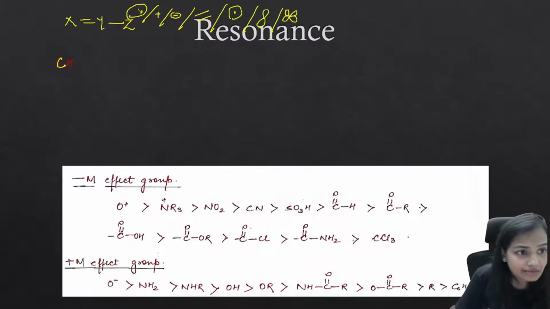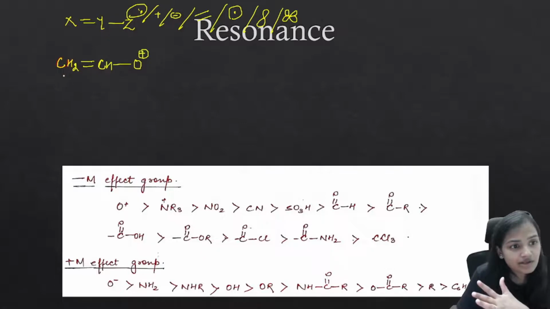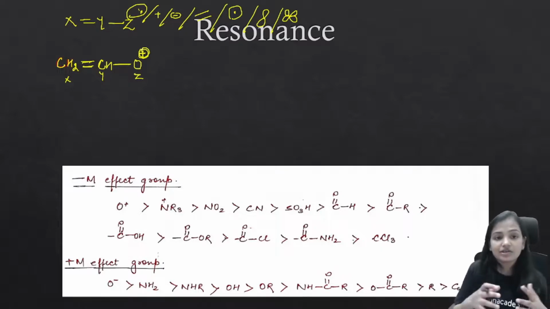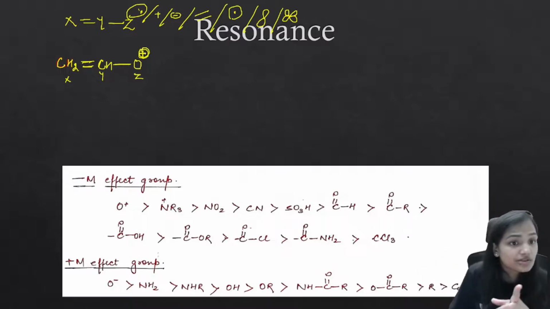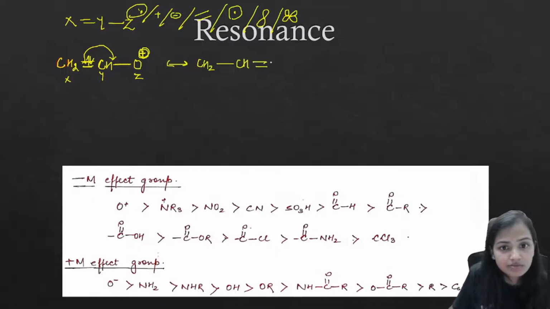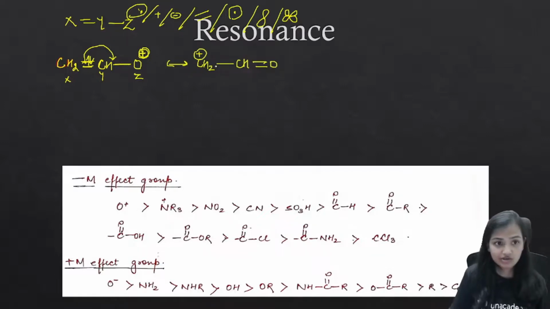If I take an example like CH2 double bond CH single bond O positive, we have a system of X double bond Y single bond Z, and on Z we have a positive charge. Positive has a deficiency, and we know that neutralization means stability. So oxygen wants to pull the electron to become more stable. Ultimately the resonating structure comes out to be CH2 single bond CH double bond O, with a positive charge now on carbon. These are two resonating structures of each other.